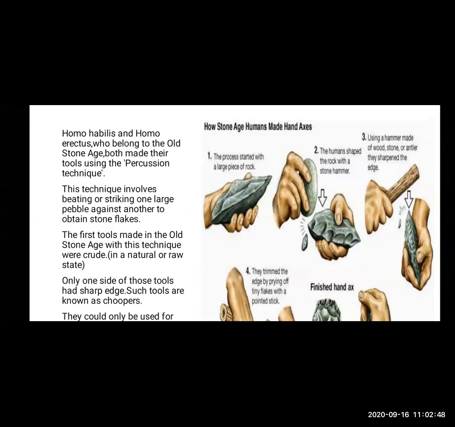Erectus means the people who used to have a straight posture, yes, a straight body posture. People who had that were known as Homo erectus, and they belong to this Paleolithic age, and they made the tools using the percussion technique. Now, what is the percussion technique?